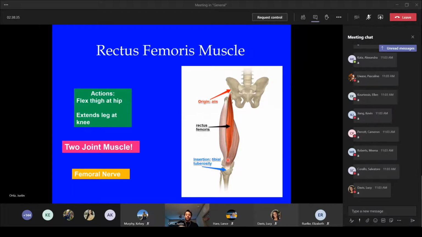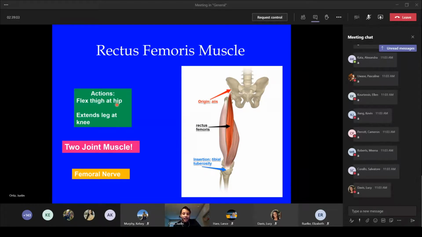Because when you pull your rectus femoris up, it's going to pull your femur up, right? It also extends the leg at the knee, right? The reason why it does that is because it attaches to the tibial tuberosity, the front side. So if it pulls, it's going to pull your leg up, basically. When I say leg, remember that's going to be the portion that's below the knee, right? So from the knee to the foot. So that's going to be that.